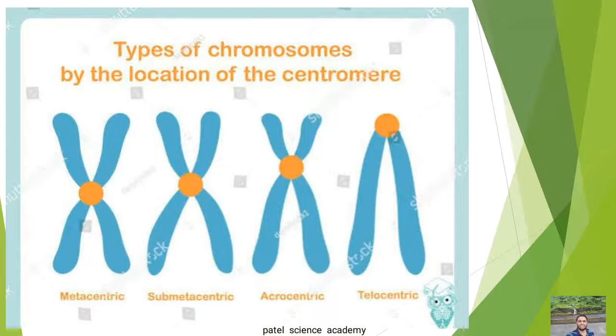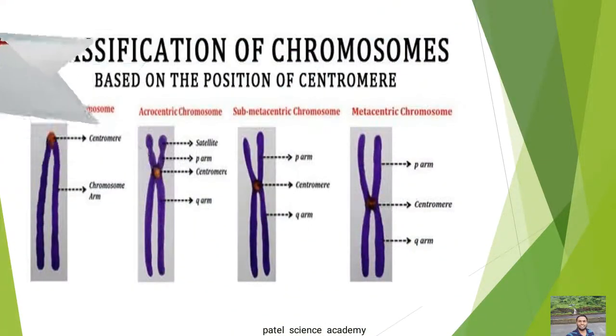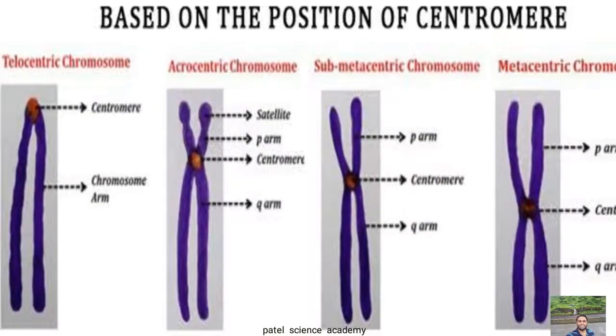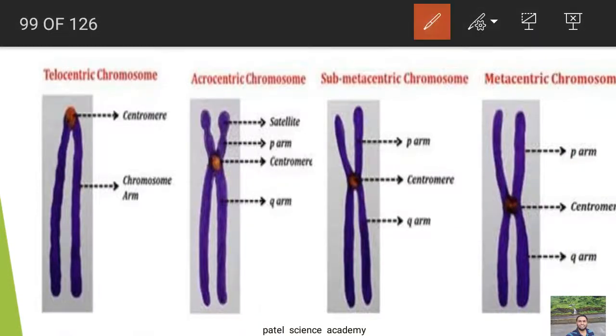The types of the chromosomes on the basis of location of the centromeres. So dear students, on the basis of the centromere there are 4 types of chromosomes. You can see this is the centromere which joins these two sister chromatids with each other, and it is also called primary constriction. On the basis of that centromere, chromosomes are divided into 4 types. So you can see here the 4 types of the chromosomes.